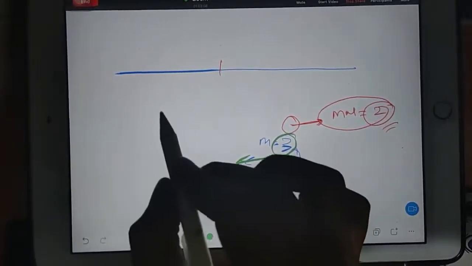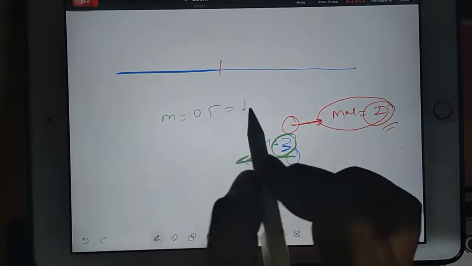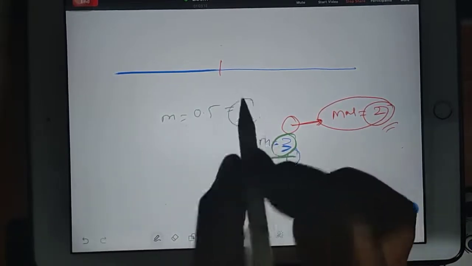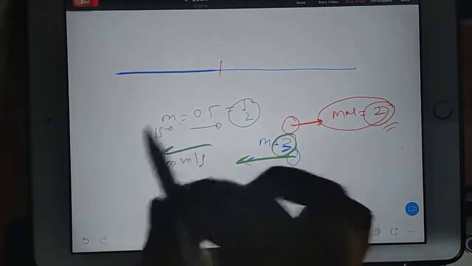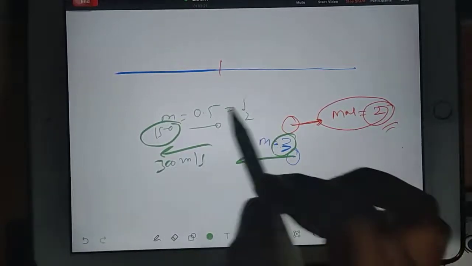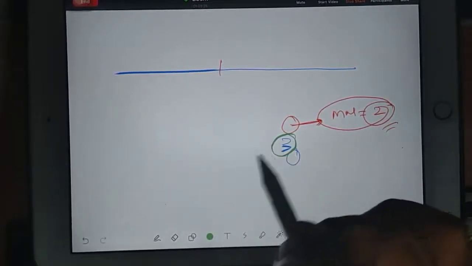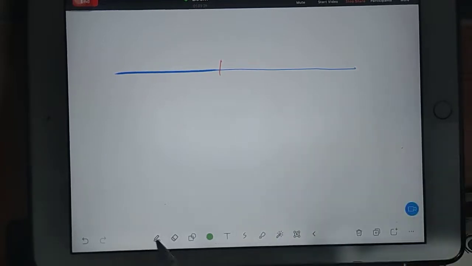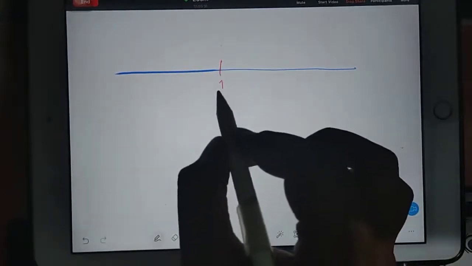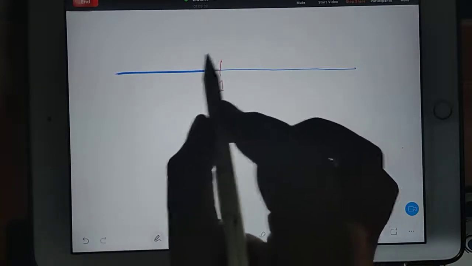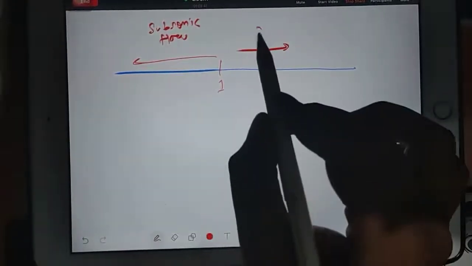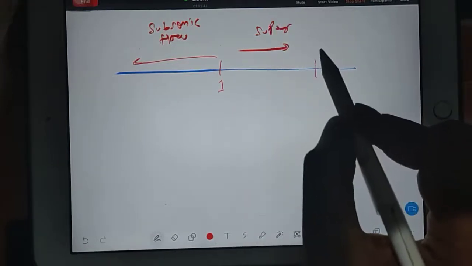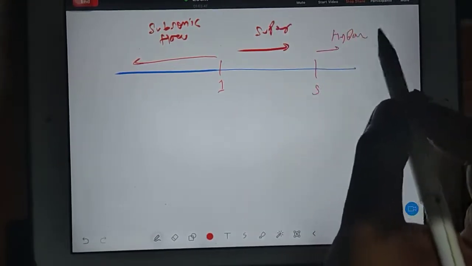And of course, if your Mach number is 0.5, it means Mach number is half. So if sound speed is 300 meter per second, then the object is going just 150 meter per second. So this is the Mach number. According to the Mach number, we have classified the speed. If your Mach number is 1 and below 1, you will say subsonic flow. After Mach number 1, you will say supersonic flow. And after Mach number 5, you will say hypersonic flow.